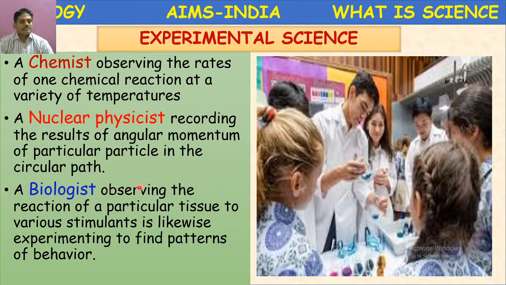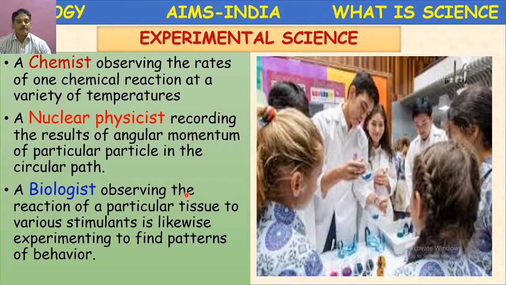A biologist observing the reaction of a particular tissue to various stimulants is likewise experimenting to find the patterns of behavior. Okay, so the behavior of a particular tissue by adding some stimulants, some chemicals: how the tissue behaves, what are the results. So these are all experimental. So science is nothing but experimentation.